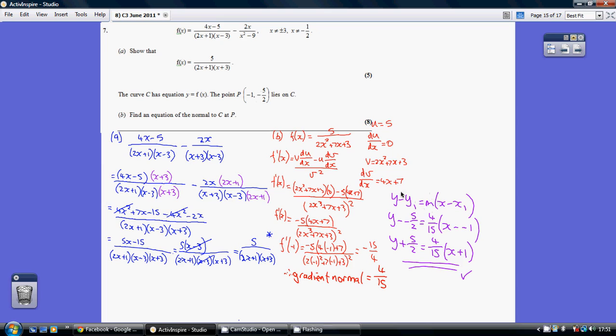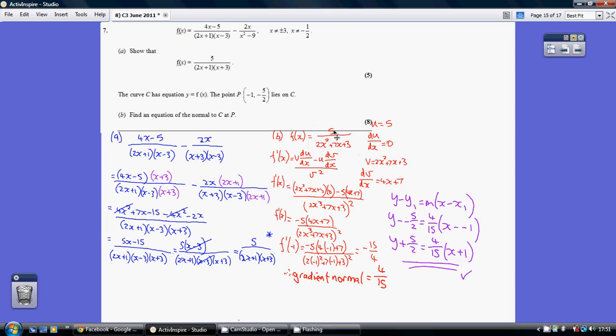So to do that, we're going to have to work out the gradient of the tangent. To do that, we're going to have to differentiate y. So we need to find f dash x. So we're going to have to differentiate our function. So we use the quotient rule.